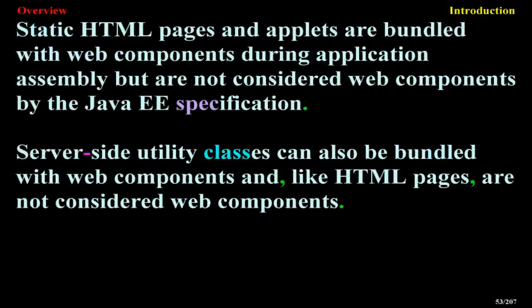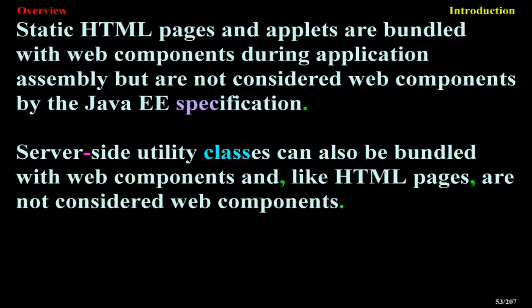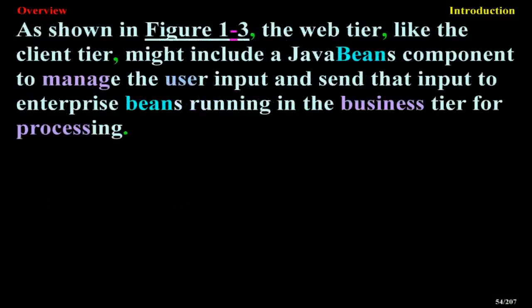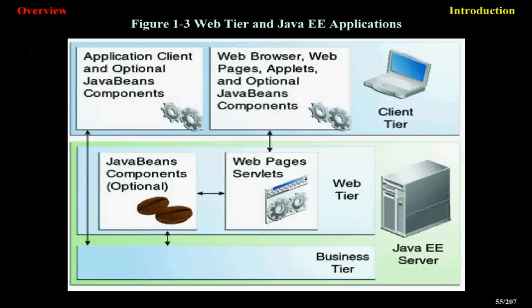Static HTML pages and applets are bundled with web components during application assembly but are not considered web components by the Java EE specification. Server-side utility classes can also be bundled with web components and, like HTML pages, are not considered web components. As shown in Figure 1-3, the web tier, like the client tier, might include a JavaBeans component to manage the user input and send that input to Enterprise Beans running in the business tier for processing. Figure 1-3 Web tier and Java EE applications.